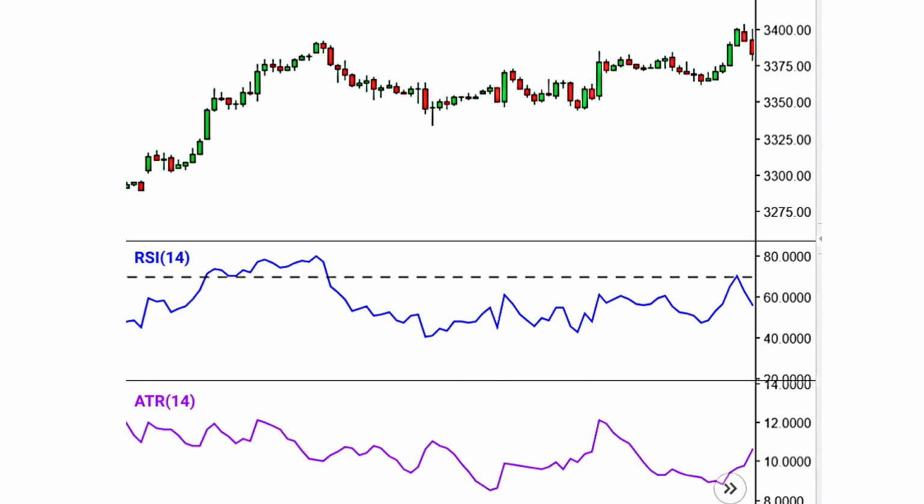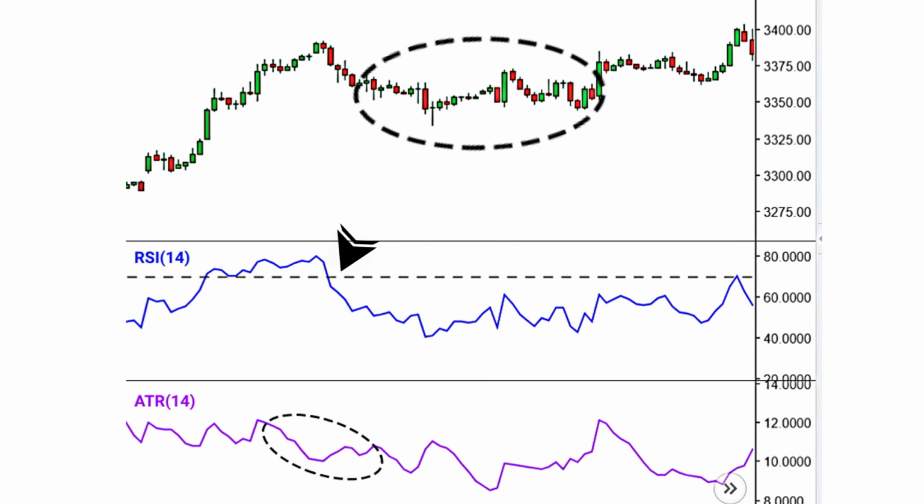For example, in this chart, RSI crossed back below the 70 level. This is usually a sell signal. However, ATR did not increase, which shows there was very little momentum behind the RSI signal. As a result, the price moved sideways instead of making a strong bearish move.